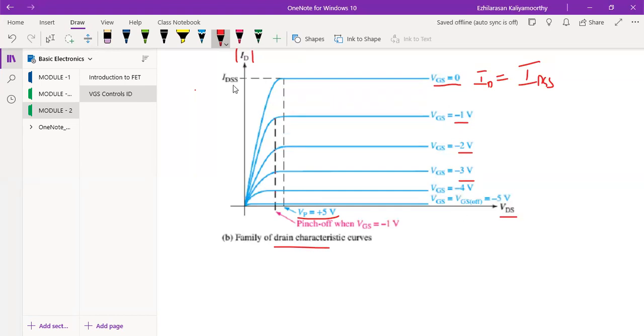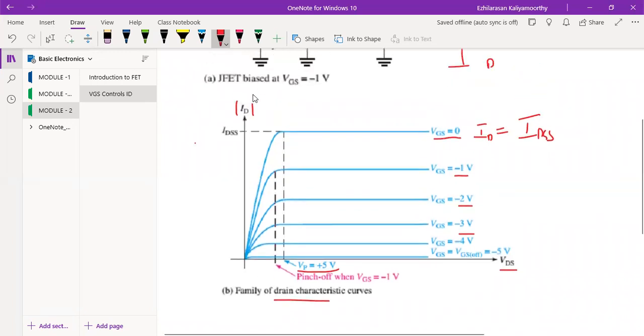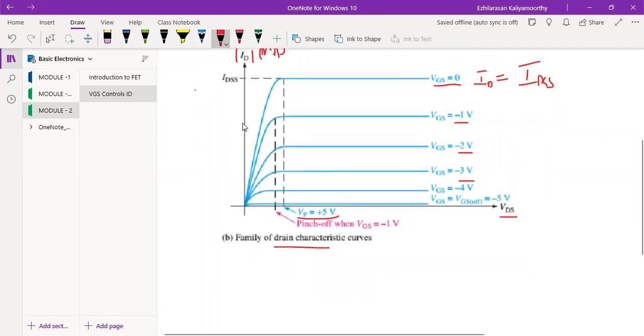We can see this current, in terms of milliampere or microampere. For example, if this is 20 microampere, then this will be 15 microampere or 10 microampere. Then what about this? This will be 10 microampere. What about this? This will be 5 microampere. Then this will be 2 microampere.